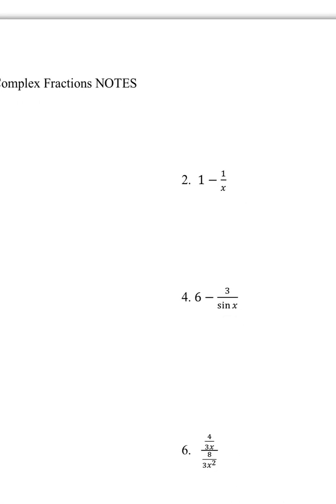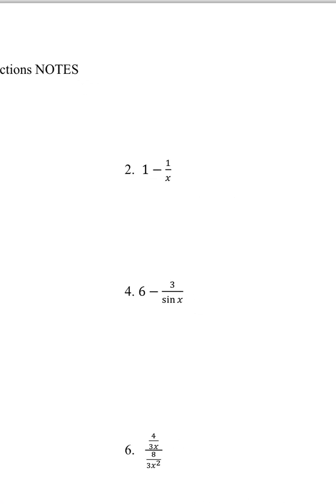Okay, so now let's try number 2. And this looks a little bit different, but I'm going to put this over 1 and know that my common denominator is going to be x. And I'm going to multiply this one together first and get x, and then subtract that one I multiplied together and get 1.